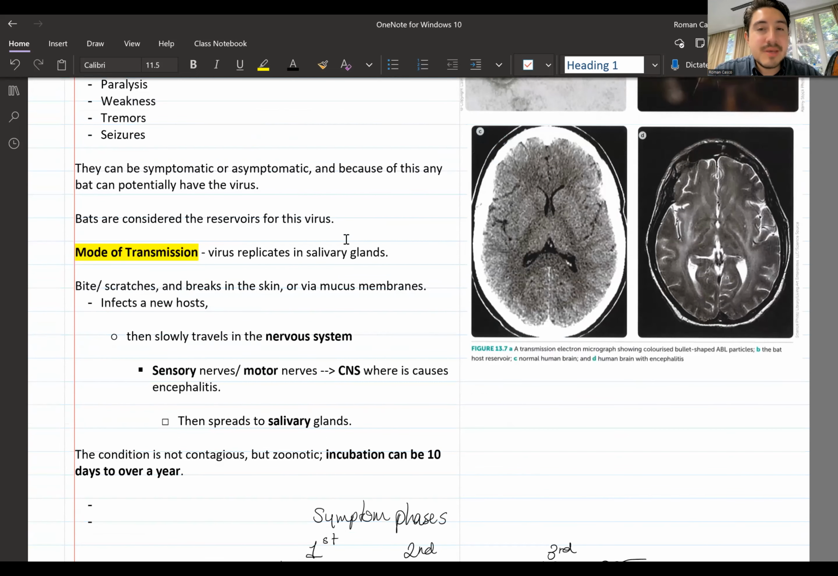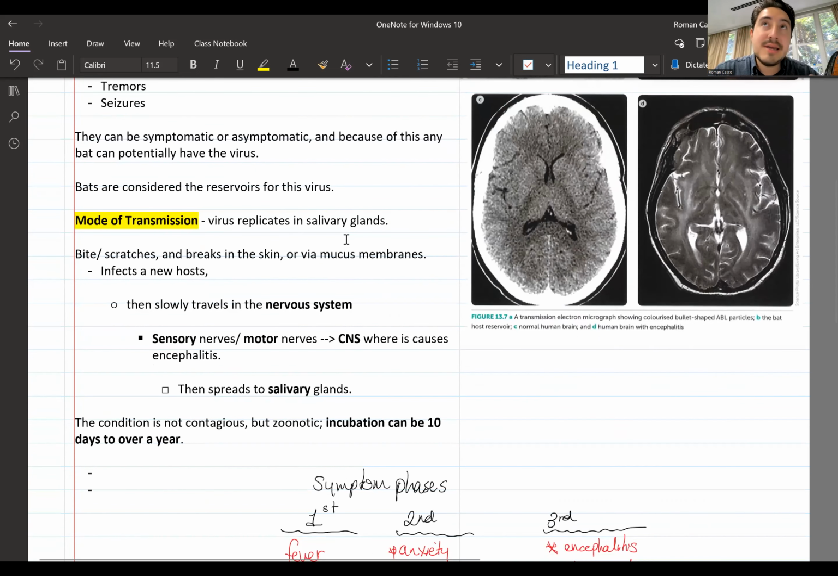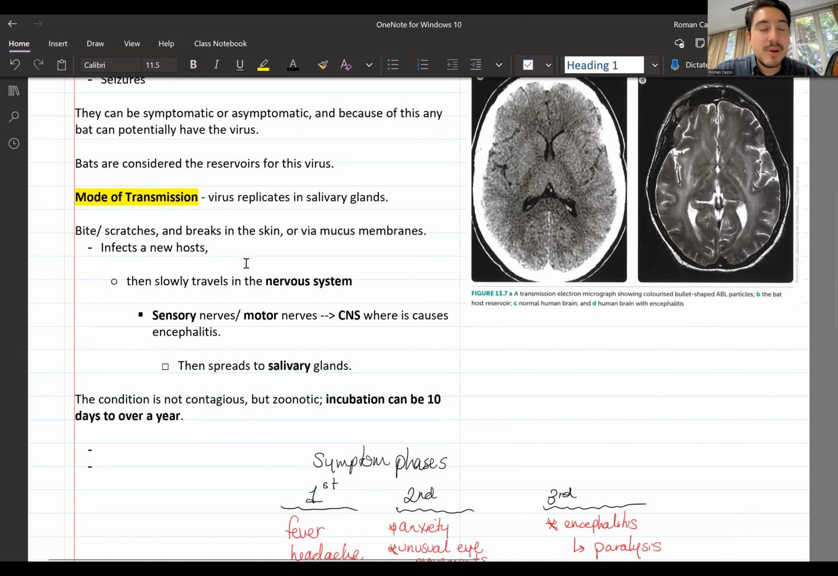So, mode of transmission. In this case, they replicate in salivary glands, so transmission is through bites, scratches, or breaks in the skin from the bat, and if the person has breaks in the skin or open sores, you have a higher chance of getting infected. More commonly it's a bite. Let's say you get bitten by a bat one way or another. That's an immediate transmission from saliva.